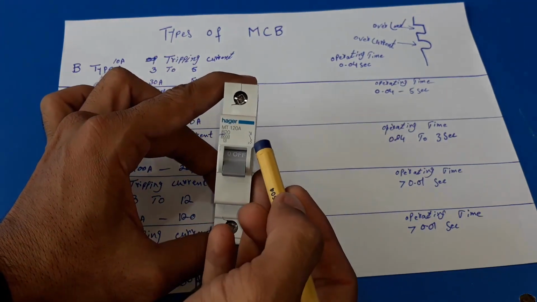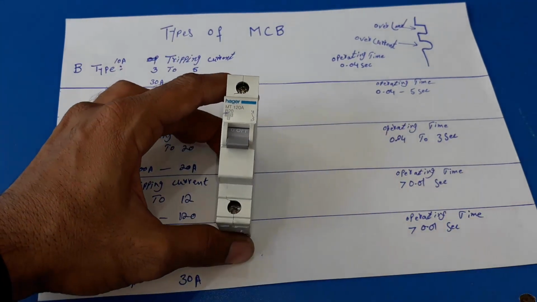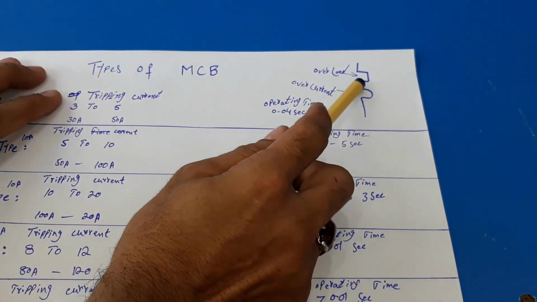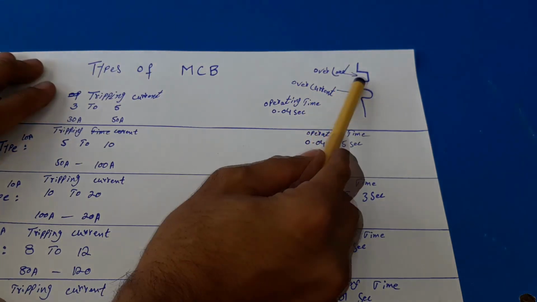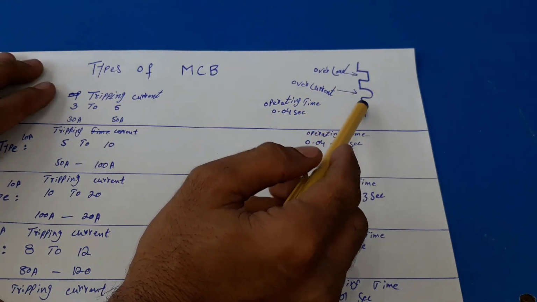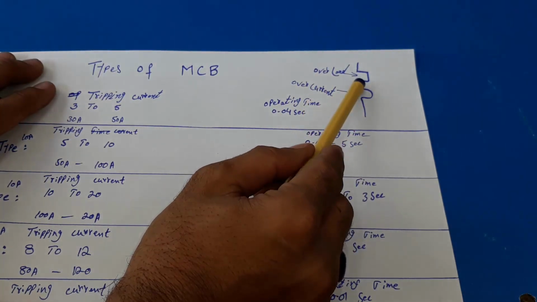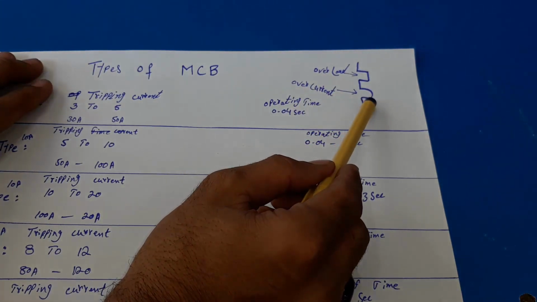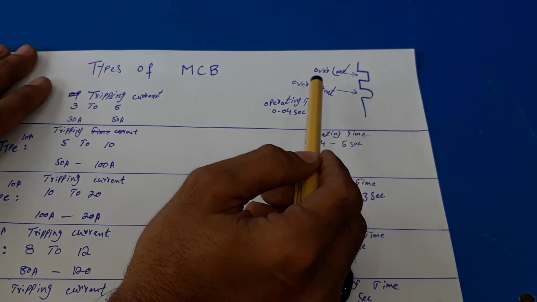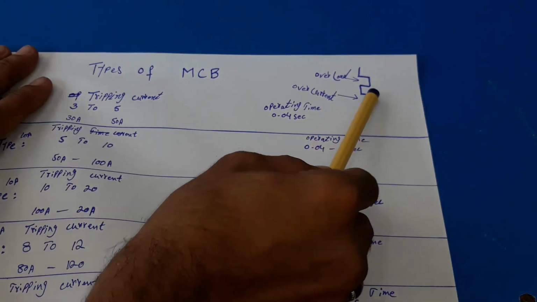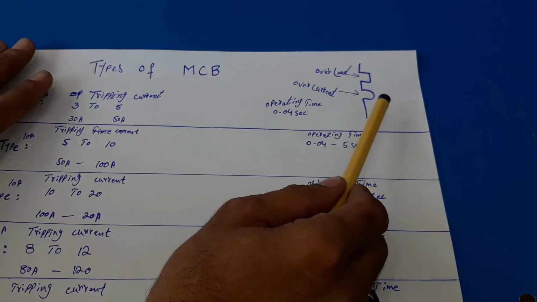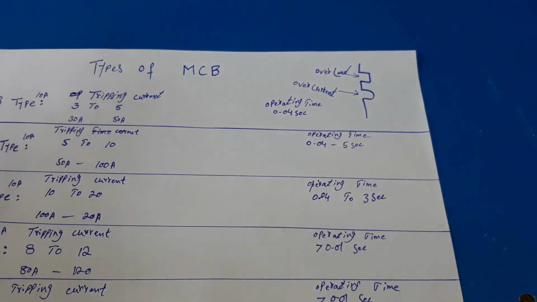This MCB has some symbols here, which I have shown in the drawing. You can see here, this one is called overload. Every MCB has this symbol. This one is called overload, and this one is called overcurrent. When your MCB has an overcurrent, this coil creates an electromagnetic field, and because of this it will operate. After that your MCB will be tripped.